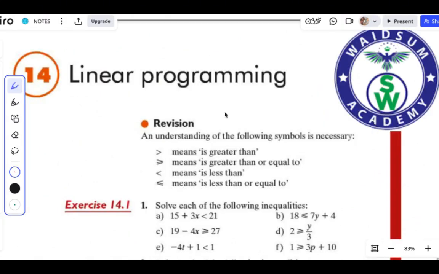Today we're doing Maths Chapter 14, Linear Programming. Without much ado, let's begin. Now we start with the basic revision.